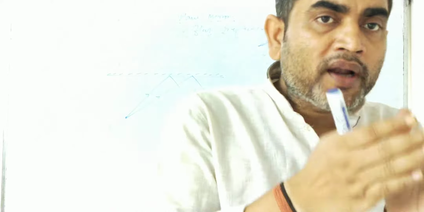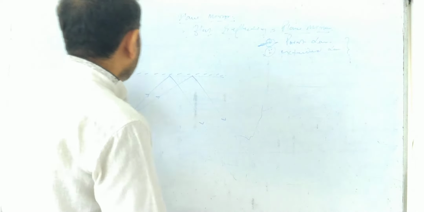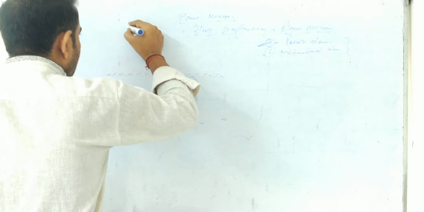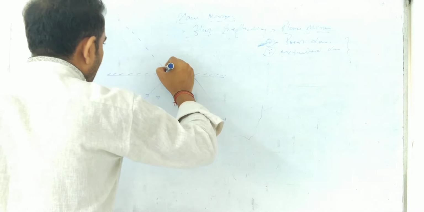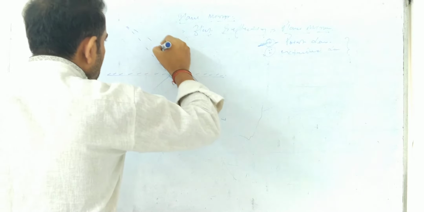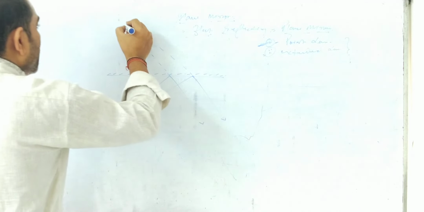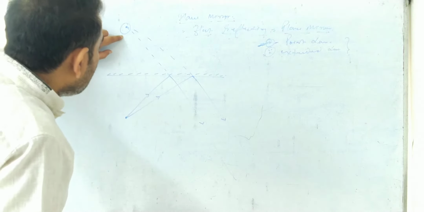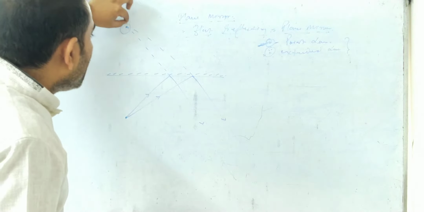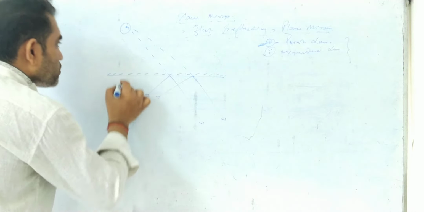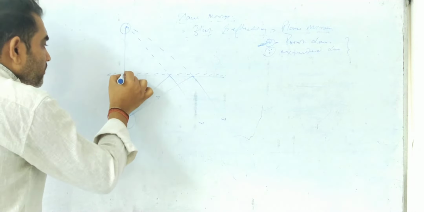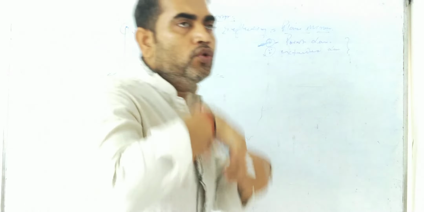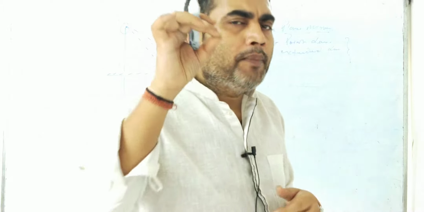So we have the only option to extend it backward. So I am extending it backward. When they are extended backward, they appear to meet at a particular point, and wherever they meet, at that point the image of the object will form. So this one will be the image of this particular point.